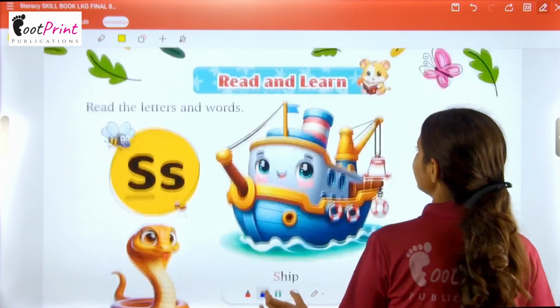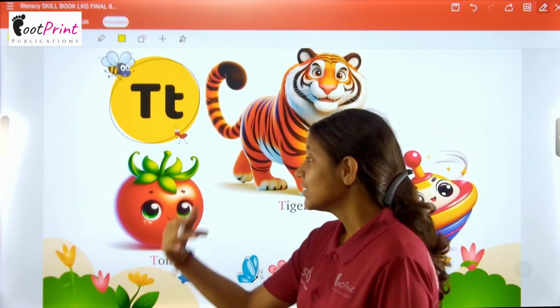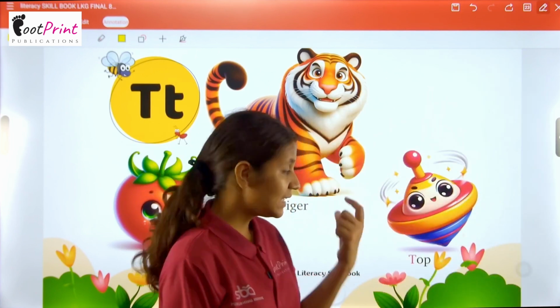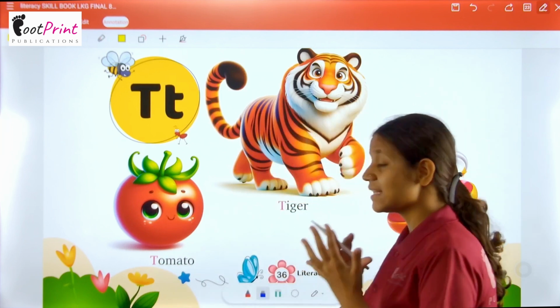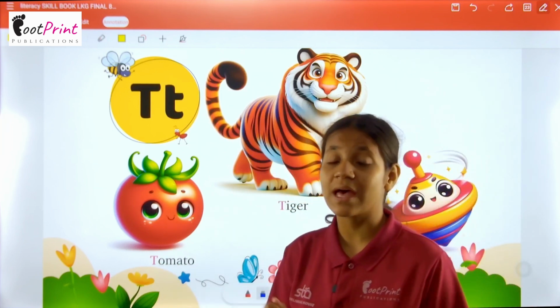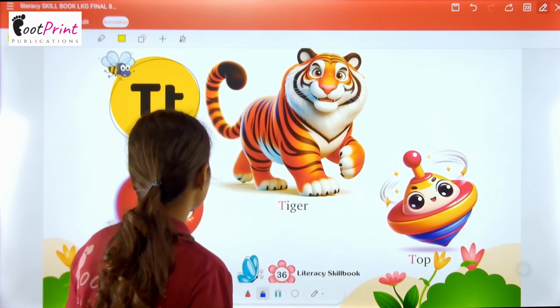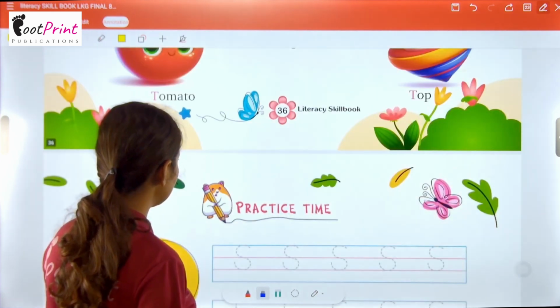Now we have next letter, that is T. Now what does T say? So T says tiger, T says tomato, T says top. Repeat after me. T says tiger, T says tomato, T says top. Okay, this is how we read the letter T.